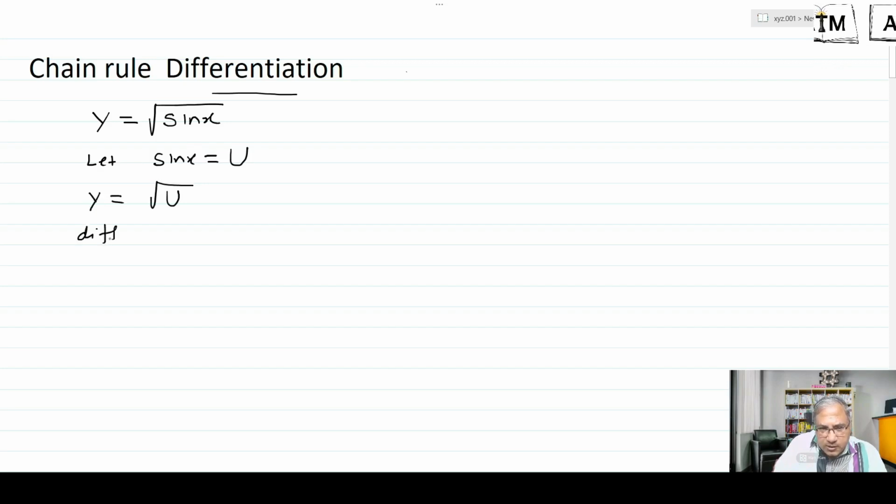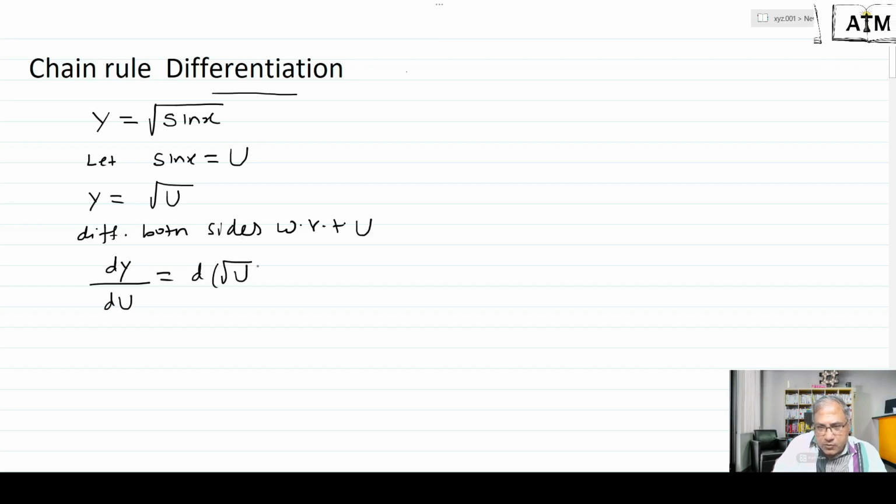Now differentiating both sides with respect to u. Therefore, dy by du equals the differentiation of root u with respect to u. That equals 1 upon 2 root u. That is, dy by du equals 1 upon 2 root u. That is equation number 1.